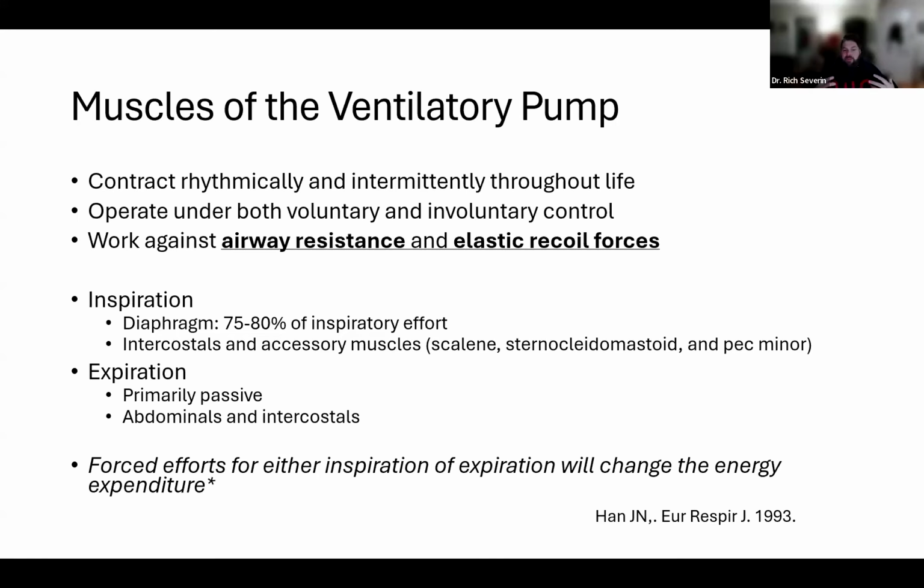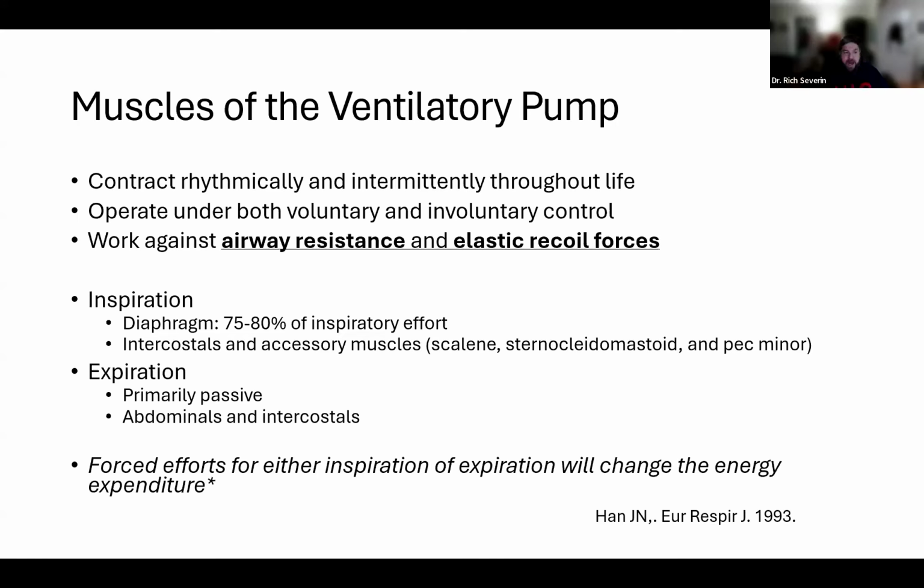Now, we've got two general groupings of muscles. We have our inspiratory muscles and then our expiratory muscles. For inspiratory muscles, we're referring primarily to the diaphragm, which is about 75 to 80% of the inspiratory effort at rest. Now, that's important to note. We'll get into that later on. At rest, during exercise, it changes. We have our intercostal muscles, basically the rib meat that attaches to our ribs, and our accessory muscles, which are the scalene, sternocleidomastoid, and pec minor.